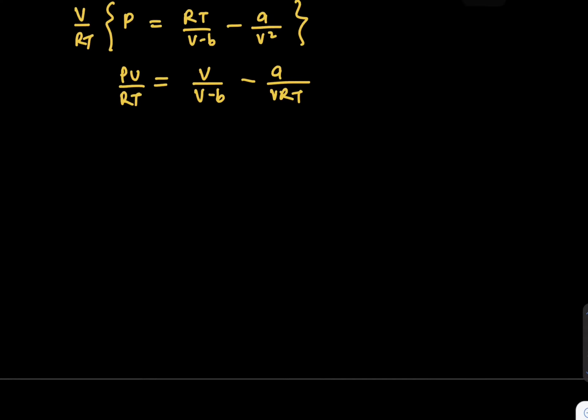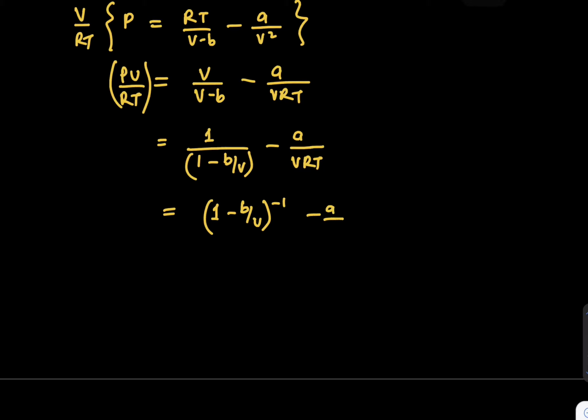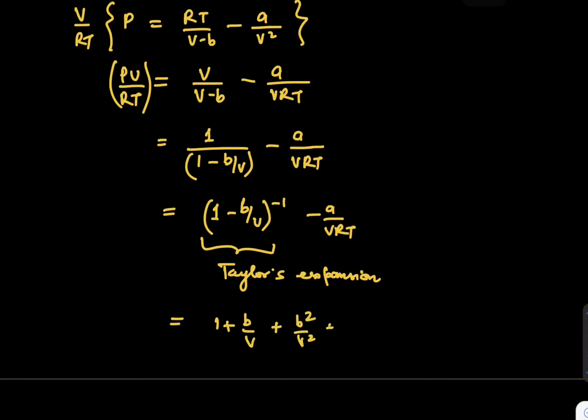Okay, fine. So let's proceed further. PV/RT is equal to, now let's modify this, 1/(1 − b/V). Can I write like this? Okay, now this term is (1 − b/V) raised to power minus 1, minus a/VRT, and this can be expanded with the help of Taylor's expansion. Normally we say we can open it up, so I'm just using the word Taylor's expansion. Based on that, what result can we get? 1 + b/V + b²/V² + b³/V³ and so on, minus a/VRT, right?